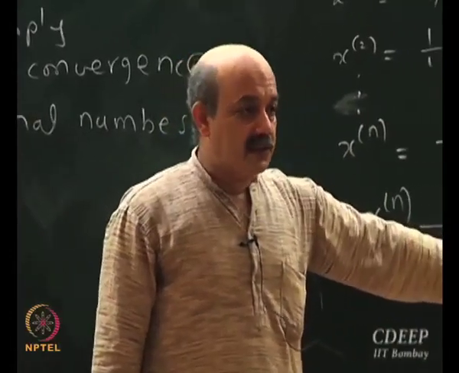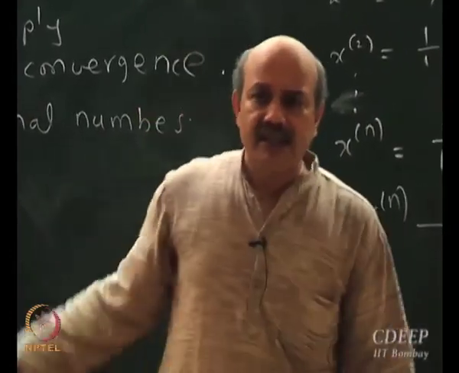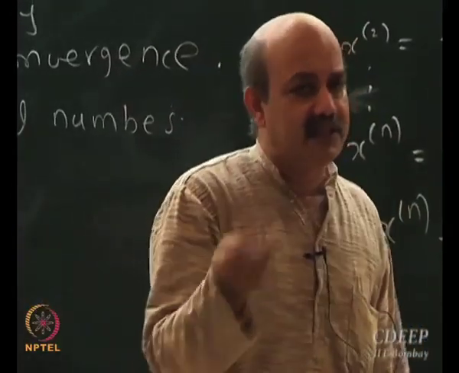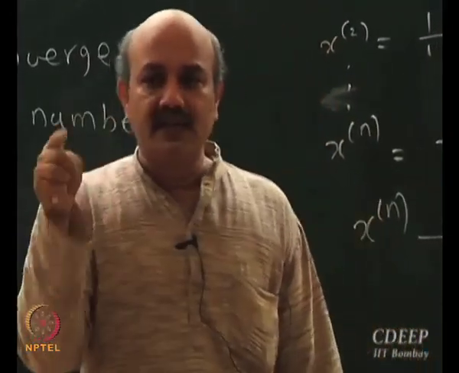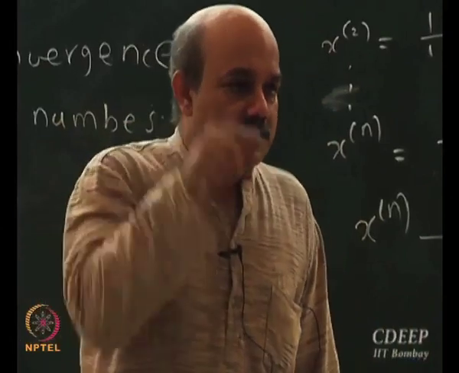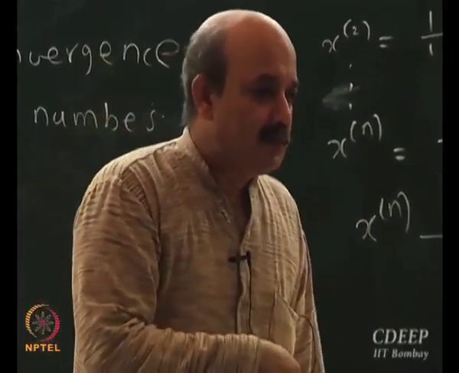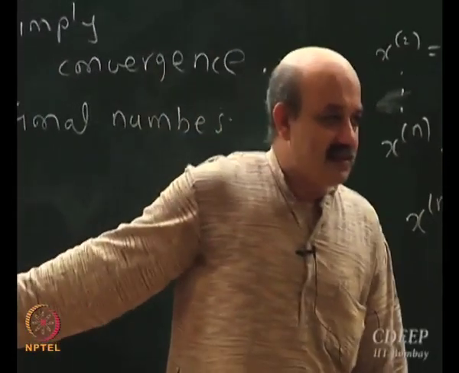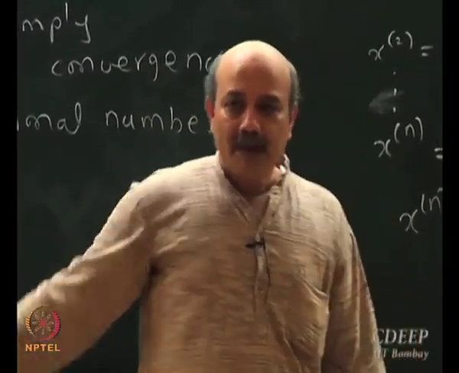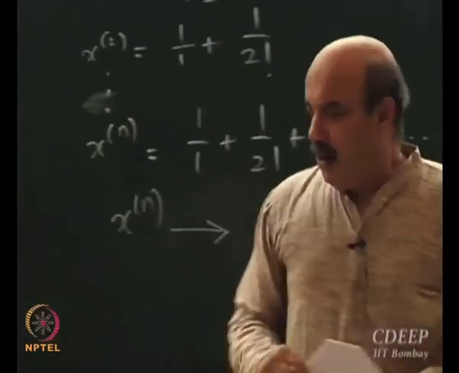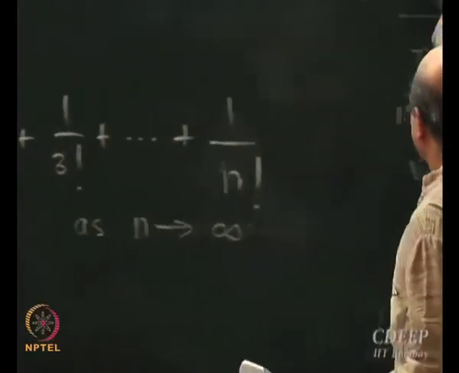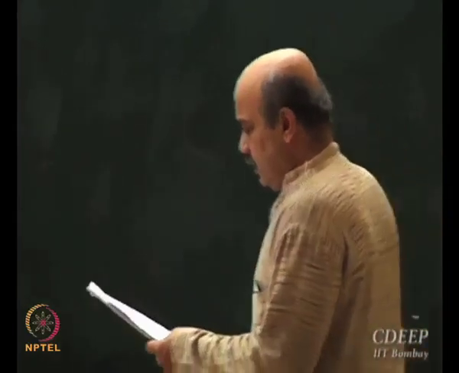Okay, it doesn't converge. And in this space I can find many such sequences. I can find a sequence that is almost converging to pi, but pi is an irrational number. Pi is not there inside this space. So likewise, you know, I have this sequence.